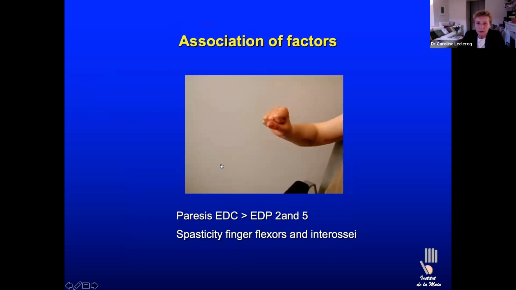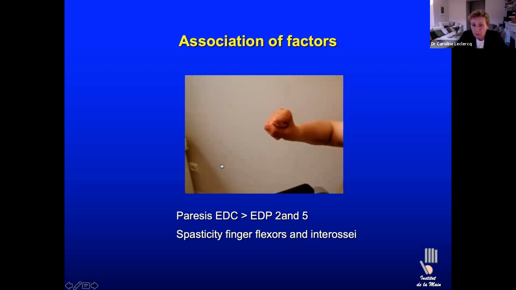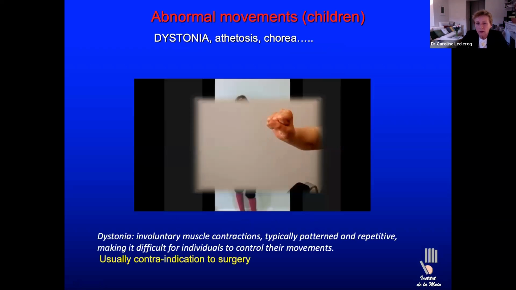And then we have a number of things which are associated. If you look at this hand, it's quite hard to understand why these fingers move differently. Index and little finger are different from third and fourth finger. Well, there are apparently several reasons for that. There is paresis of the EDC, which is greater than the paresis of the EDP to second and fifth finger, but mostly there is probably spasticity of the finger flexors and the interossei that account for this. So you see, we can spend quite a long time on this clinical examination in order to understand what's going on.